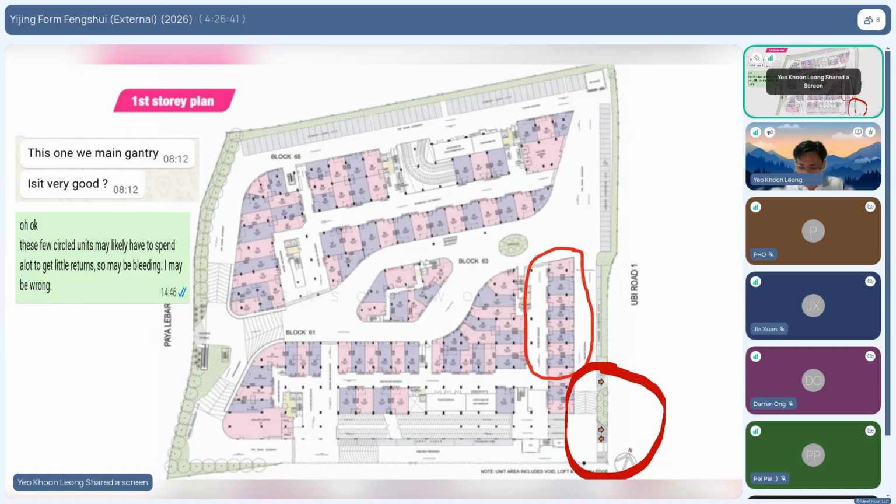What did I do? I didn't go down on site. They just sent me this site plan. I didn't step into the unit. I didn't even take out the luopan to take measurements. I just looked at this site plan and told them these units, you may end up spending a lot but getting very little back. It feels like constant bleeding. This is similar to the earlier one I showed you about 女人的钱 and 穷人的钱. The client did a background check on the past tenants and confirmed what I said is true.